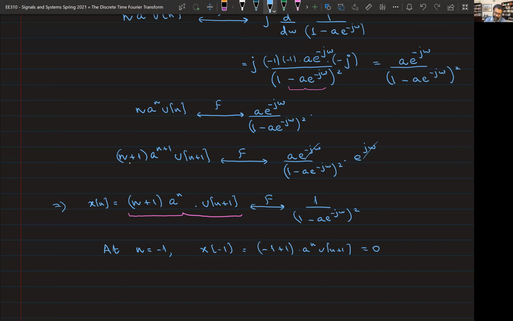And consequently, another way to write x of n would have been n plus 1 a raised to power n times u of n. The reason I can do that is because I know that at n equals -1 it is 0 anyway, so why not just start the unit step at n equals 0? So this is the final result that you get.